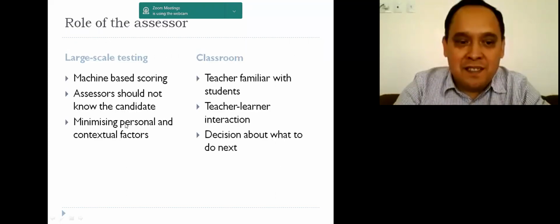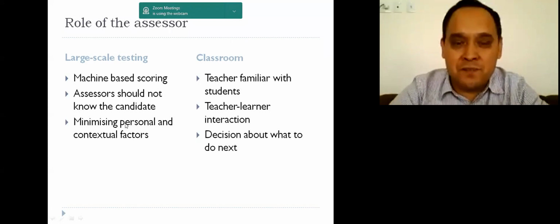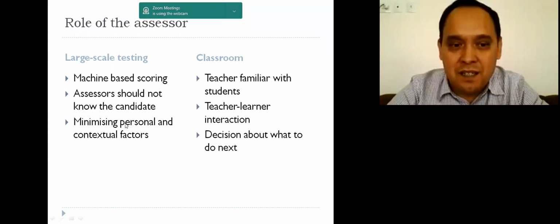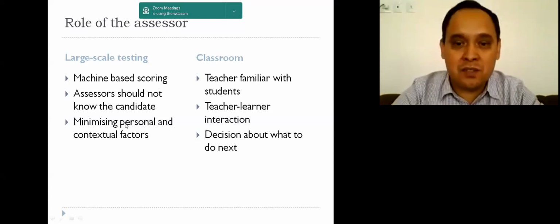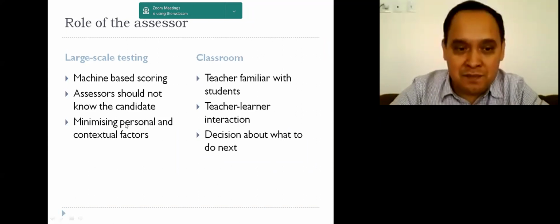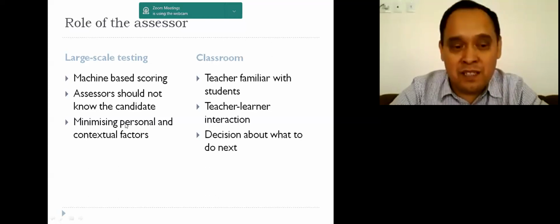Now, the next dimension in our discussion will be the role of the assessor. Who assesses students? In large-scale testing, to ensure objectivity and to minimize any bias in scoring, in many cases, machine-based scoring is implemented, like in the example of university entrance tests in Uzbekistan. But in the cases where human assessors are involved in marking students' papers, it is very important that assessors should not know the candidates.